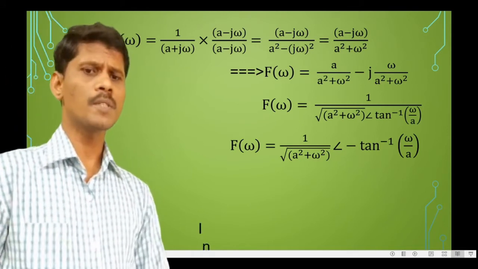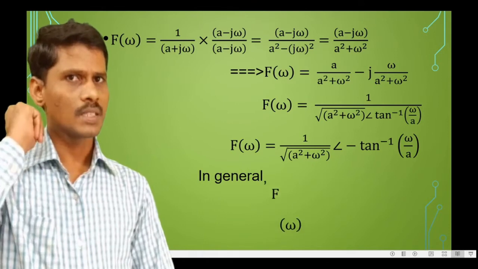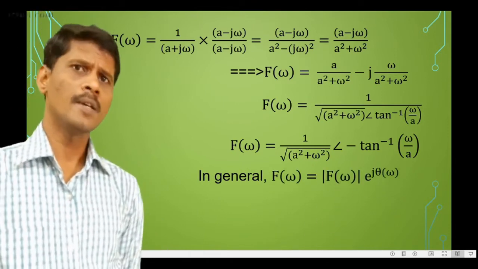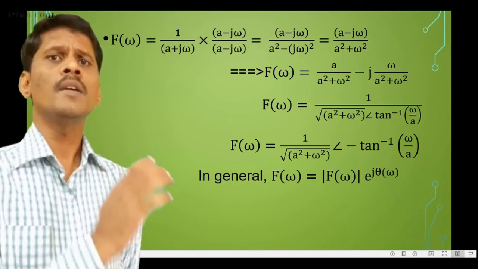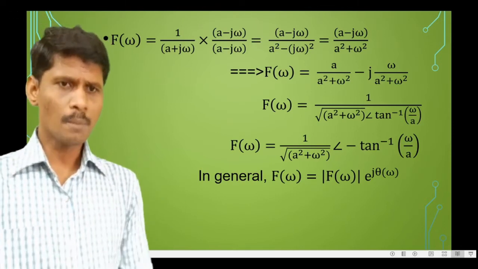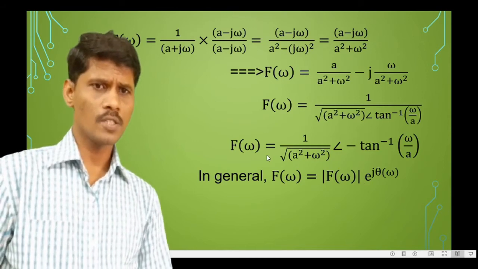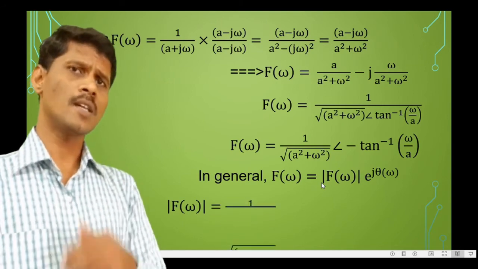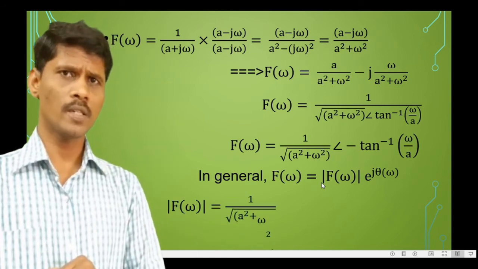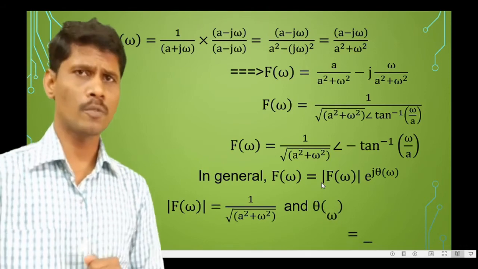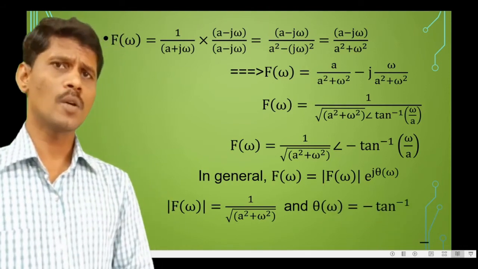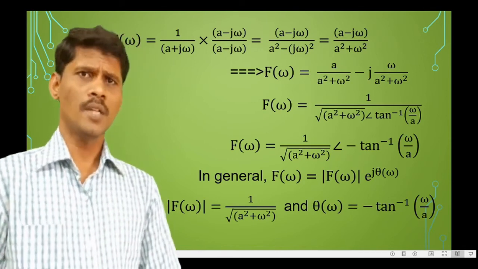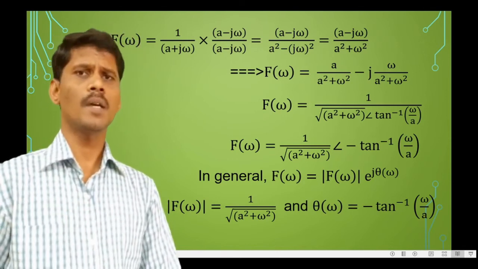So what is the general representation? The general representation of f of omega is magnitude of f of omega e power j theta of omega. So comparing these two equations, the magnitude of f of omega is 1 by under root of a square plus omega square, and the phase angle theta of omega is minus tan inverse of omega by a. Okay. So now draw the magnitude spectrum and phase spectrum.